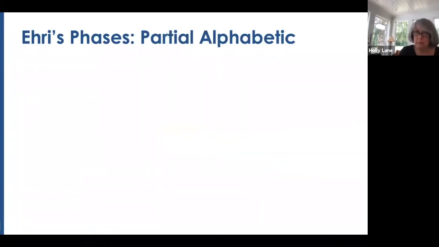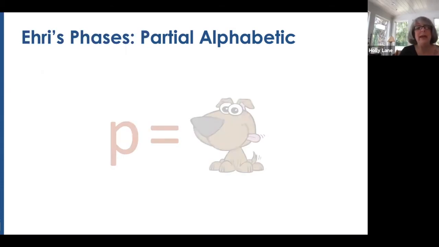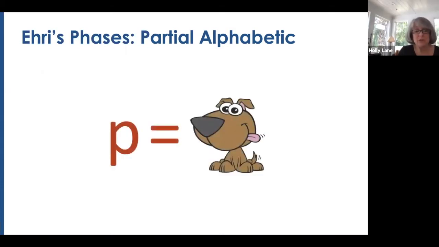Then kids move into what's called the partial alphabetic phase, where they start to notice letters in words, usually the first letter, sometimes the last letter, hardly ever the medial letters. And they overgeneralize. So maybe one time this word that starts with P was puppy. So now every time I see a word that starts with P, I'm going to first guess, oh, is that puppy, right? They're connecting it somehow a little bit, the letter and the sound with the word, but they're not going into the word. They're just using a part of it. So the partial alphabetic phase.